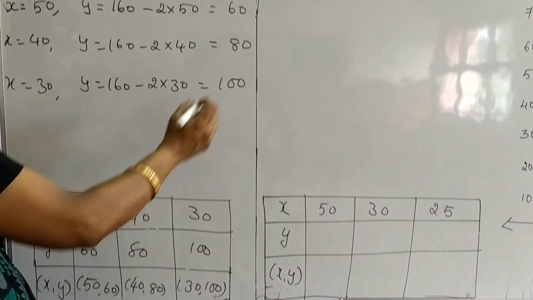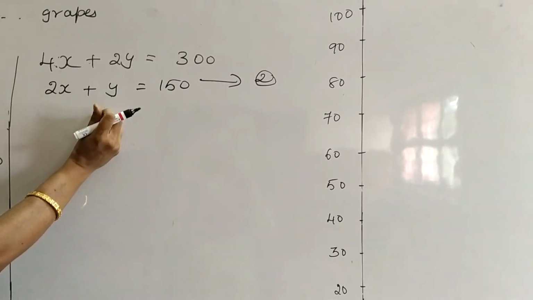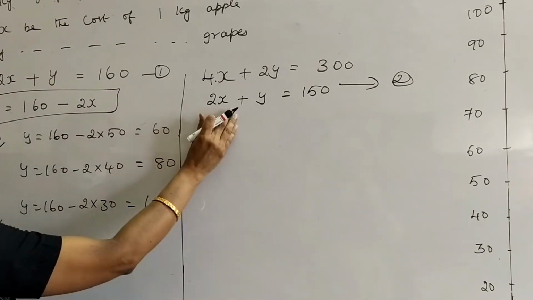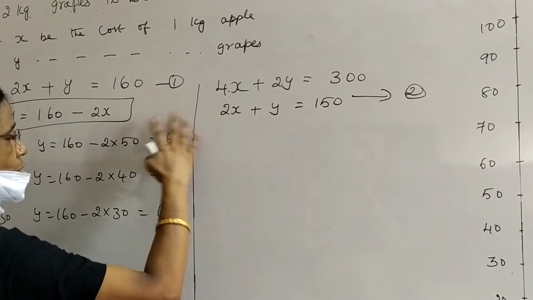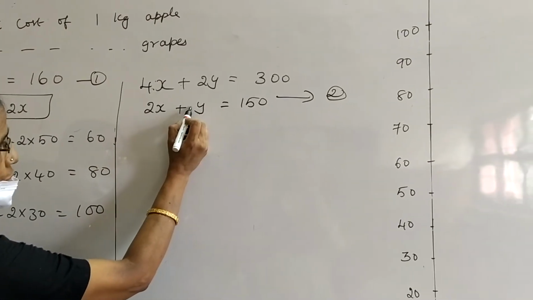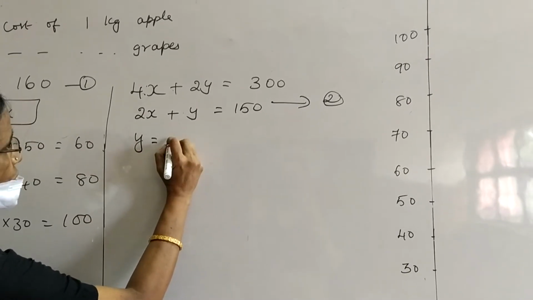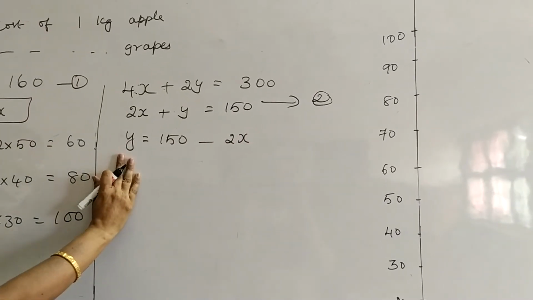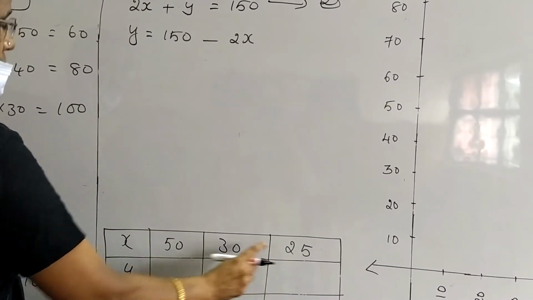Then I come to the second equation. Here too, y form is easier for me. It is not compulsory that because we have taken y form here, we should take y form there also. We can choose any form; there is no connection between the forms of these two equations. Here the y coefficient is 1, therefore y form is easier for me. It is y equals 150 minus 2x. The suitable values for x I have preferred are 50, 30 and 25.